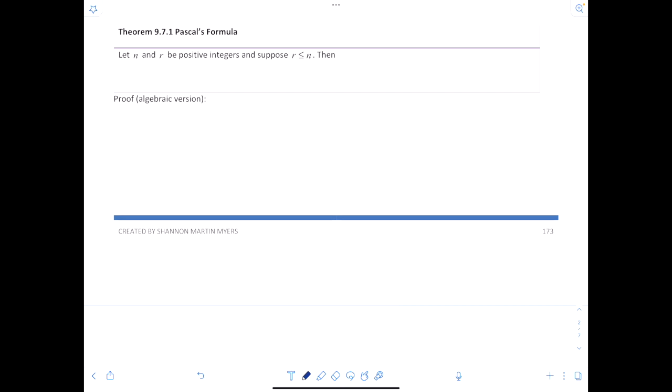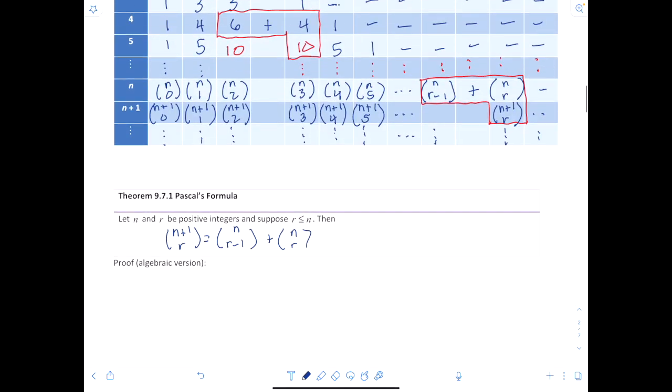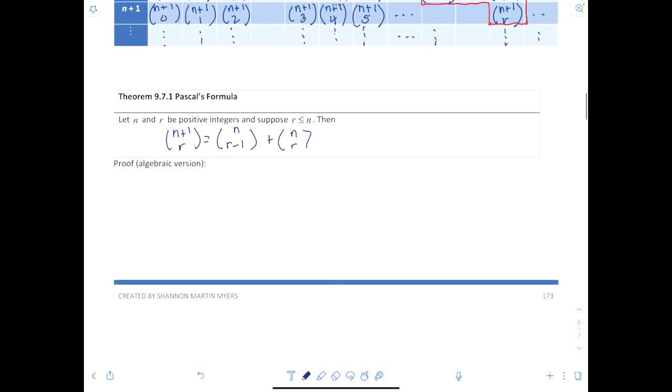Isn't that groovy? So if n and r are positive integers and r is less than or equal to n, it turns out that n plus 1 choose r is equal to n choose r minus 1 plus n choose r. And as you notice, that's what we had gotten up there. So let's take a look at the algebraic version of the proof.